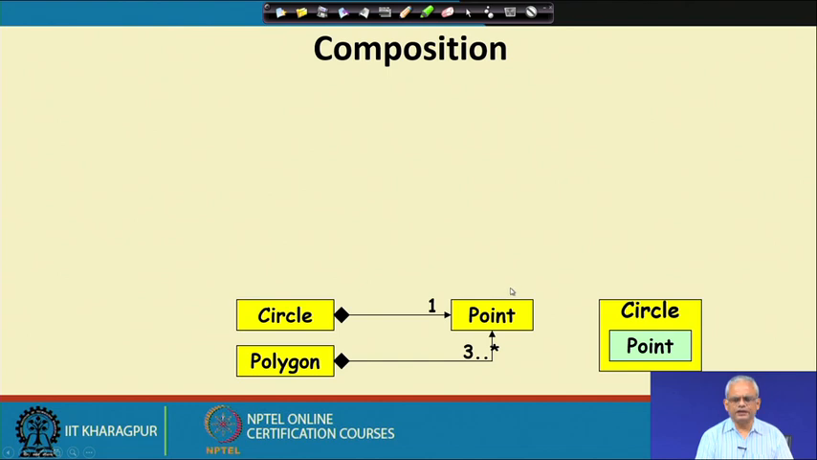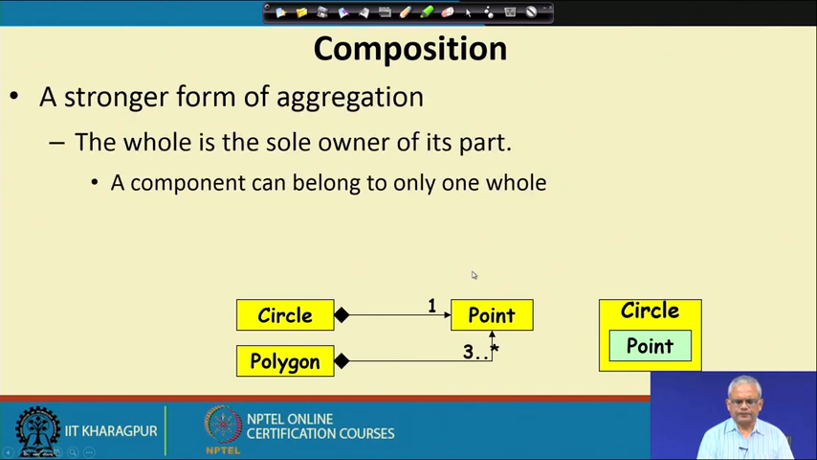A special case of aggregation relationship is composition, represented by filled diamonds. It is a stronger form of aggregation, and here this is the sole owner of this point. A circle contains one point, and a polygon contains 3 or more points. We can represent a circle having one point. So, the circle object is the sole owner of a point.